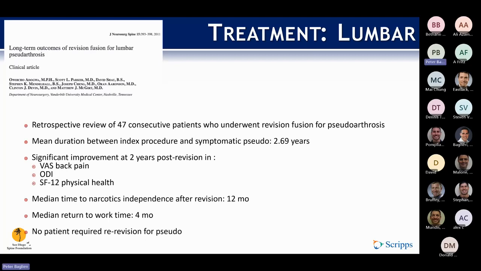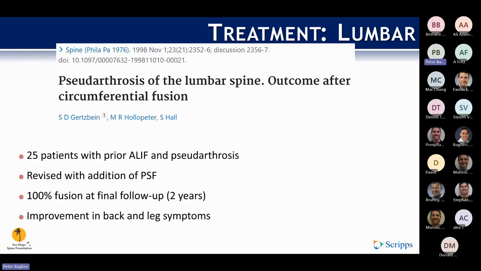Mean duration after surgery was over 2.5 years, and they found significant improvement in posterior vision, VAS scores, ODI, and SF12. But the patients did require narcotics out to 12 months. No patients required revision for pseudoarthrosis in this patient population.